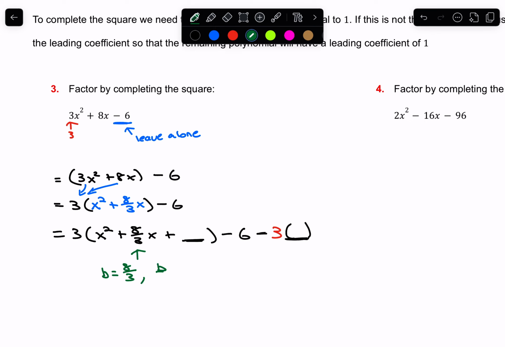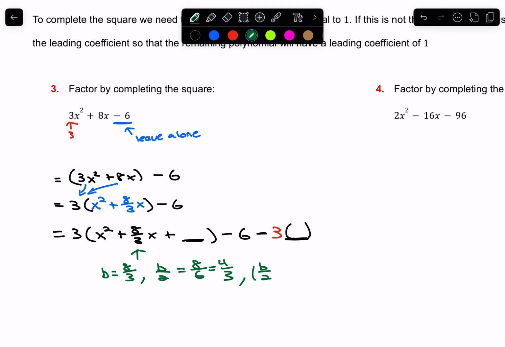So that means that b over 2 is equal to 8 over 6, because all you do is take the b term, divide it by 2. So when we take 8 over 3 and divide it by 2, we get 8 over 6, but that's equivalent to 4 over 3. So instead of writing 8 over 6, I'm going to write it as 4 over 3, which is the reduced fraction. All right, and then now we're going to square it.